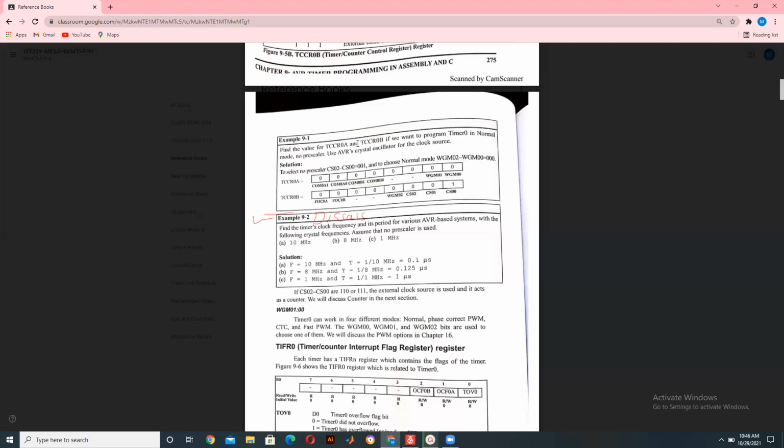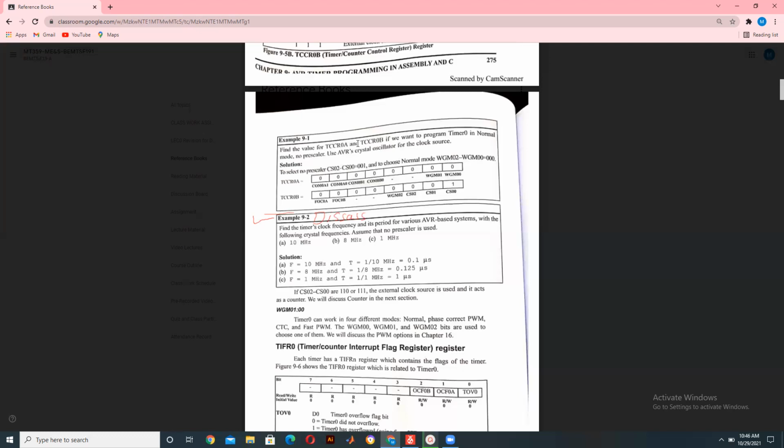There would be only one change: in TCCR0A, all bits would be 0, but in TCCR0B, the last bit would be 1.